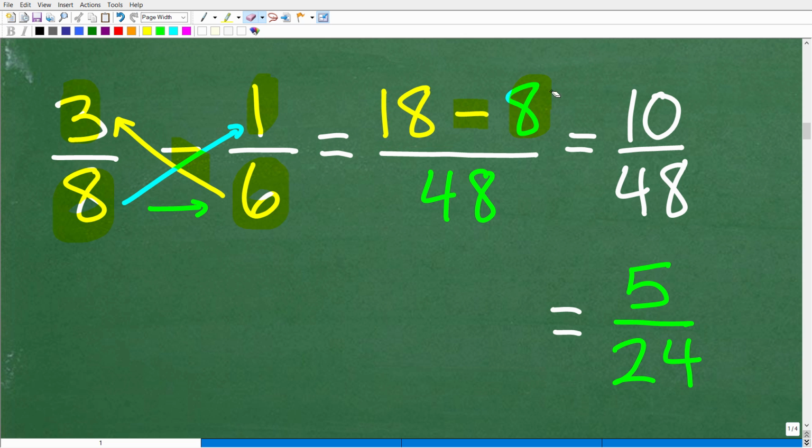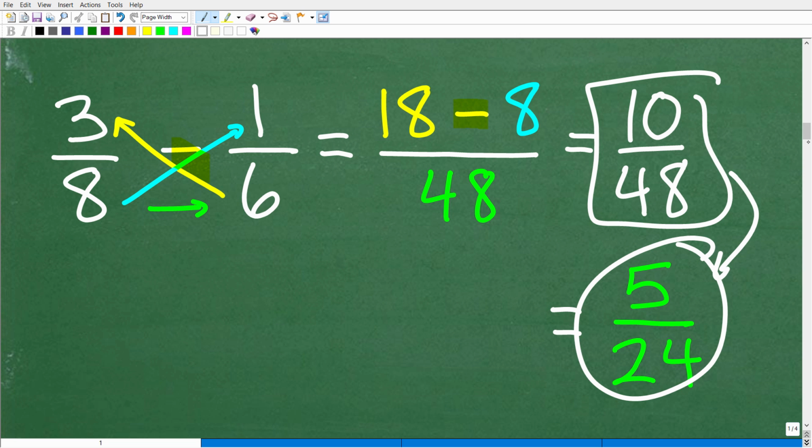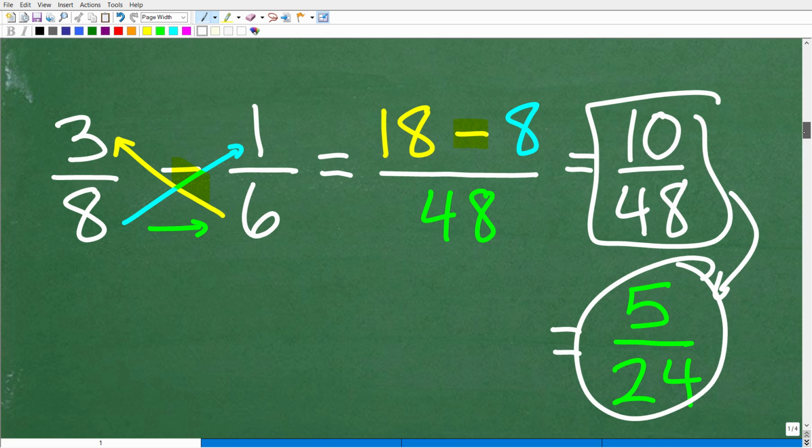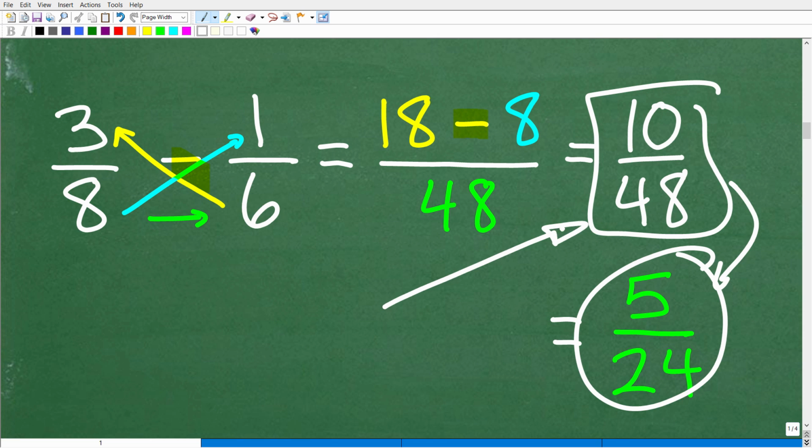Let me go ahead and have you see these colors here, because I think that highlights this pattern. So 6 times 3 is 18, minus 8 times 1, which of course is 8, over 8 times 6, which is 48. So 18 minus 8 is 10, so we have 10 over 48. We could reduce that fraction down to 5 over 24, which of course is the same thing we got over here. Now the only downside with the bow tie method is you won't necessarily get the LCD. No big deal, you can always reduce.